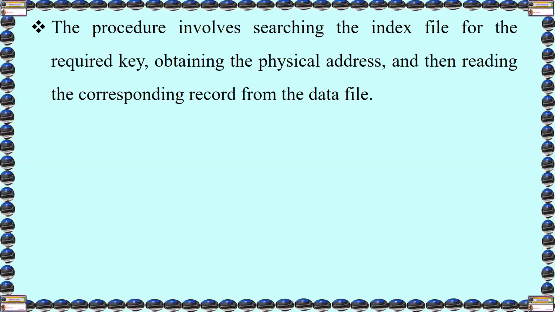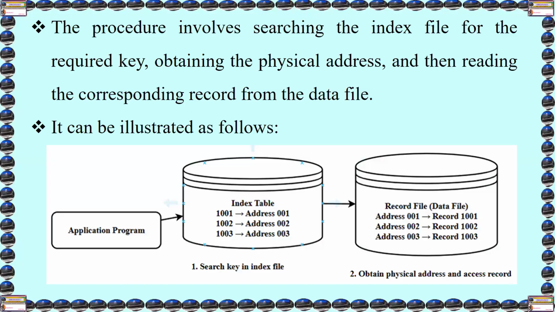The procedure involves searching the index file for the required key, obtaining the physical address, and then reading the corresponding record from the data file. It can be illustrated as follows. So we have the application program. We have an index table which assists in accessing the addresses in which the records have been stored. And therefore, once an address has been located, it becomes very easy for the data to be retrieved from that location.